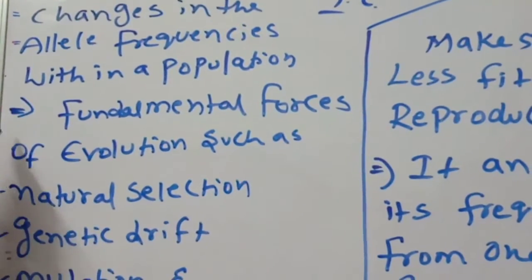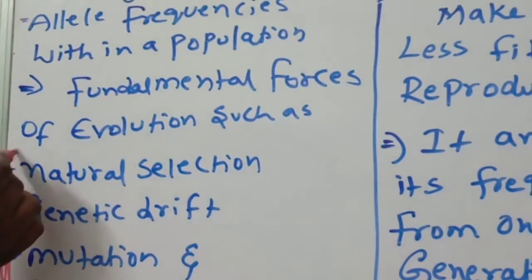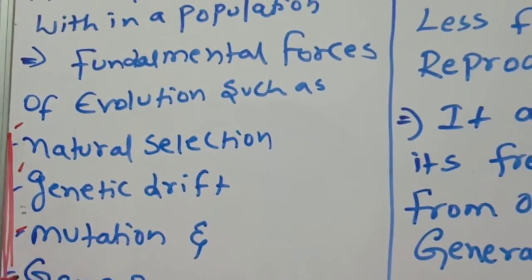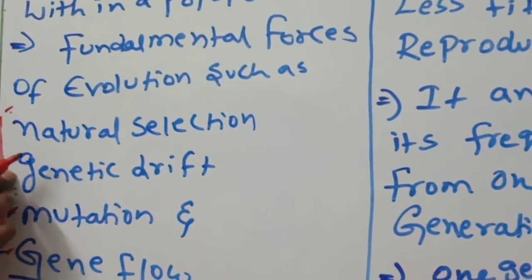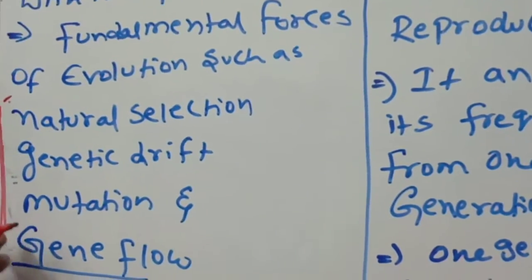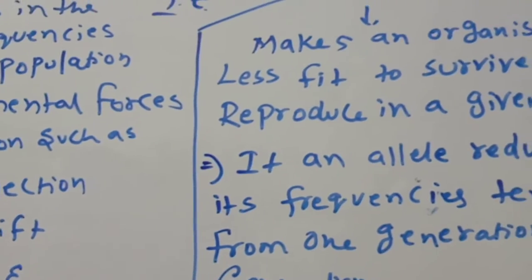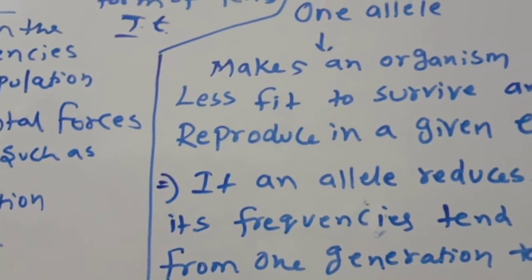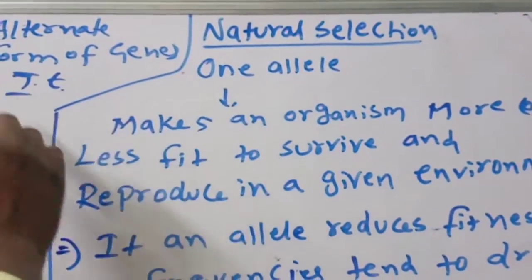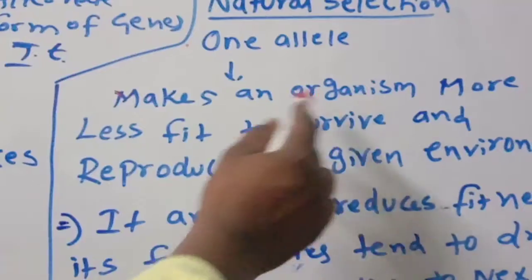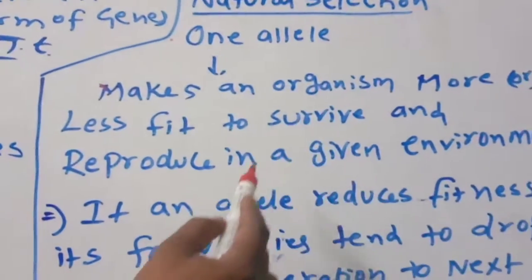So what are the main reasons for microevolution? Fundamental forces: number one, natural selection, genetic drift, mutation, gene flow. You know natural selection. Nature conducts so many tests. In that test, who is fit or who struggles, they are selected by nature. And nature also creates changes in the alleles. Suppose in natural selection, one allele is there; this allele makes an organism more or less fit to survive and reproduce in a given environment.